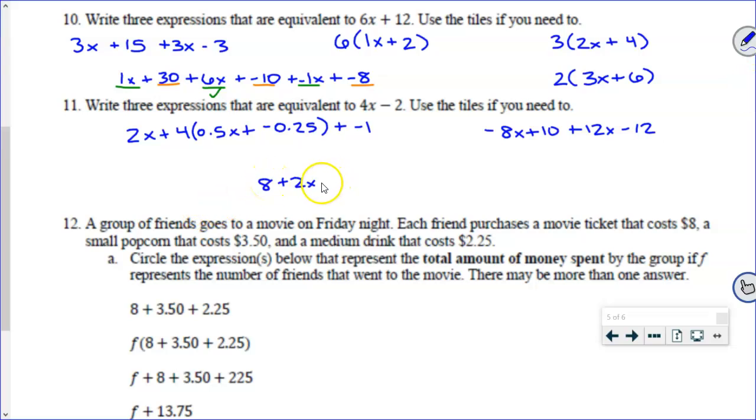Slow down. 8 plus 2x. Yep, that'll get there as well. 2x and 2x are going to combine to be 4x, and 8 plus a negative 10 are going to combine to give negative 2. That also works.